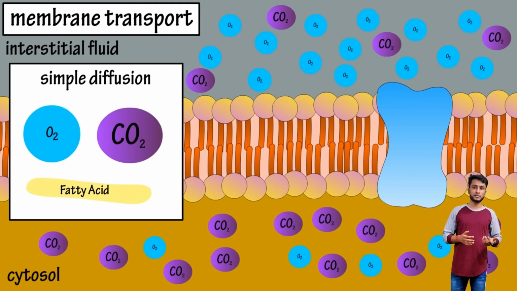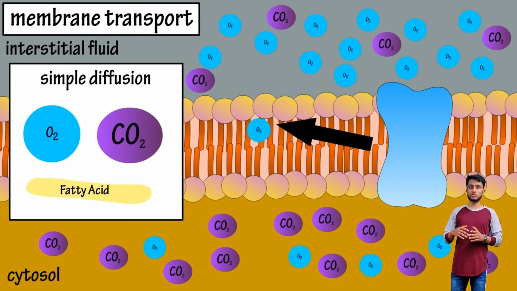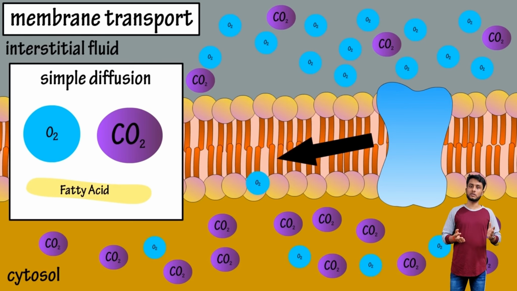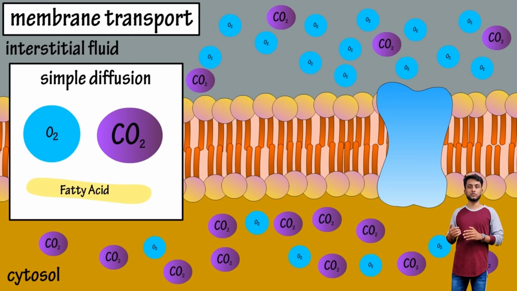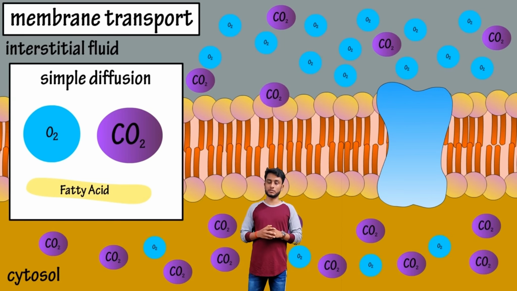Here, as you can see, the concentration of oxygen is higher at the interstitial fluid, so it moves across the plasma membrane as long as the concentration gradient difference exists. If the concentration of carbon dioxide is higher at the cytosol, it will move across the plasma membrane towards the interstitial fluid. So this is all about simple diffusion, where solute particles move from their higher concentration towards their lower concentration through a plasma membrane.